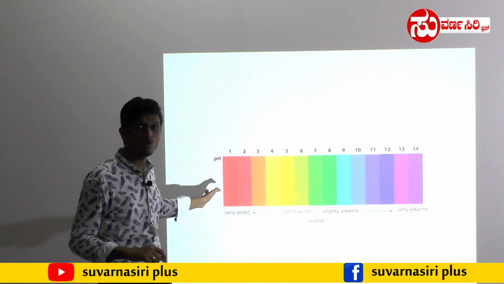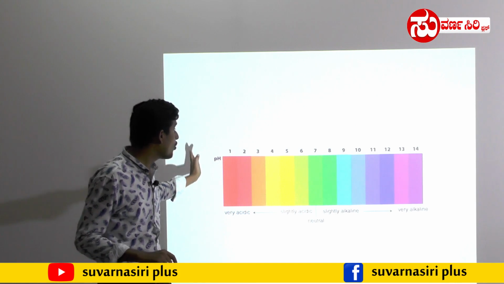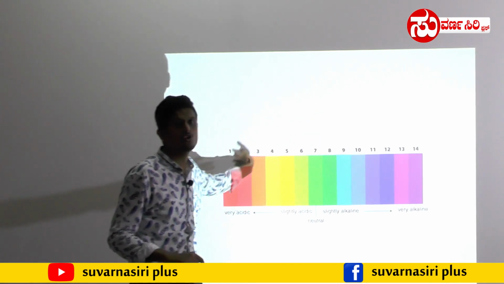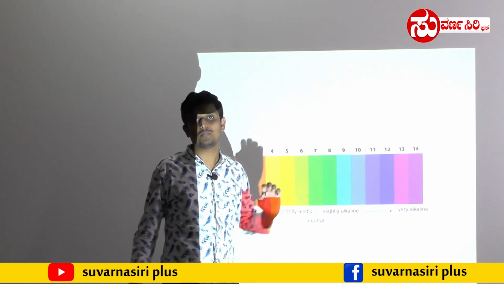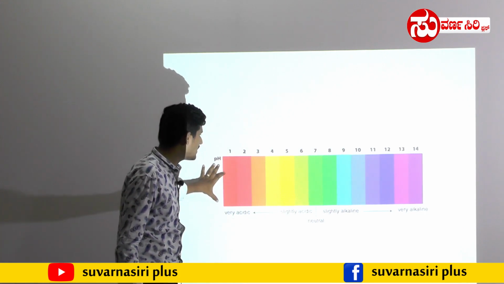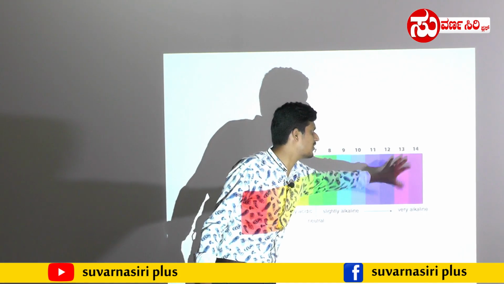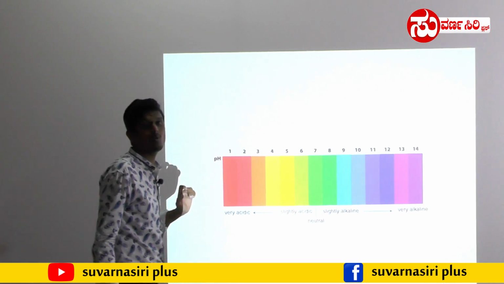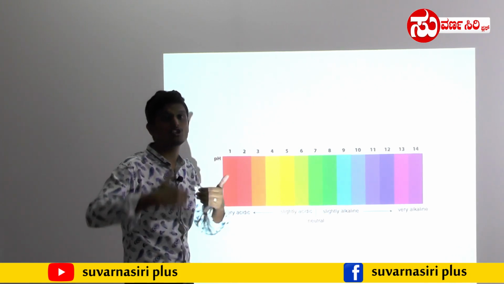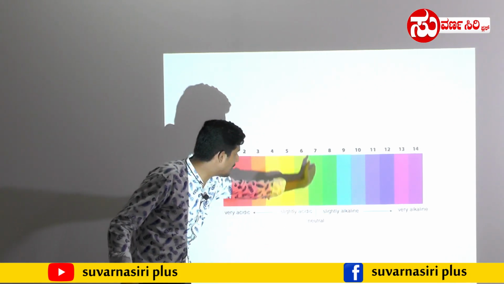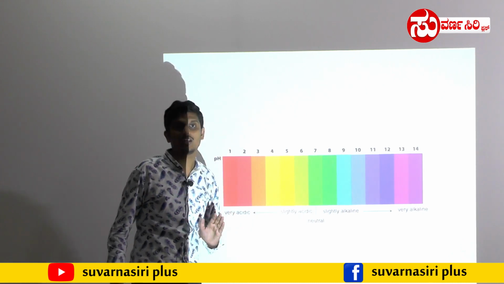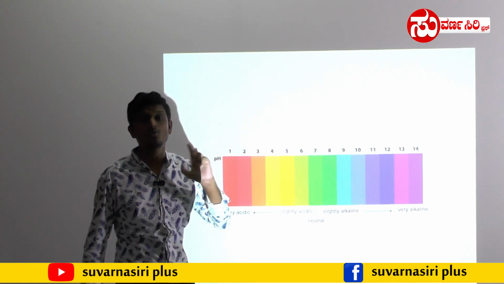As I told earlier in the beginning of the class, the pH scale runs from 1 to 14, or 0 to 14. You may observe the different colors, which indicate whether a substance is acid or base, and how strong it is. So 7 is indicated with green. 7 is neutral in nature.